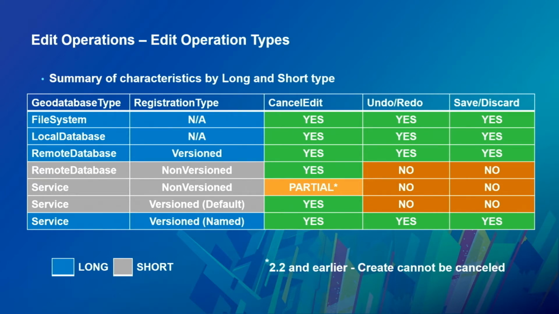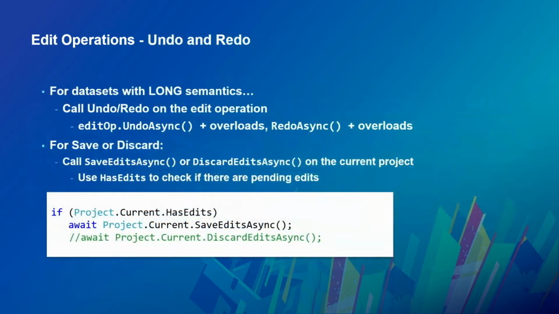And very similar to what we saw on the table before, the essence is the long transaction types that can be redone, and as an extension, you can discard the edits or save the edits for the type of long. And the no's you'll see are the equivalent for the type of short, where it's really going directly into the geodatabase and it's happening right away.